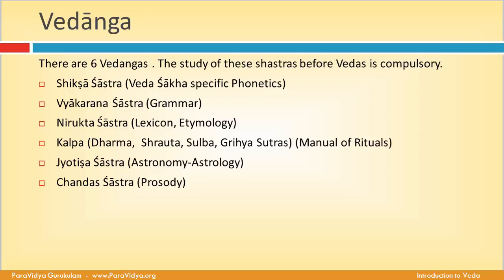Nirukta Shastra, that is lexicon and etymology. Kalpa, that is Dharma, Shrautha, Sulba, Grihya Sutras. They are manuals of rituals. Jyotisha Shastra, that is astronomy and astrology. Chandas Shastra, prosody.